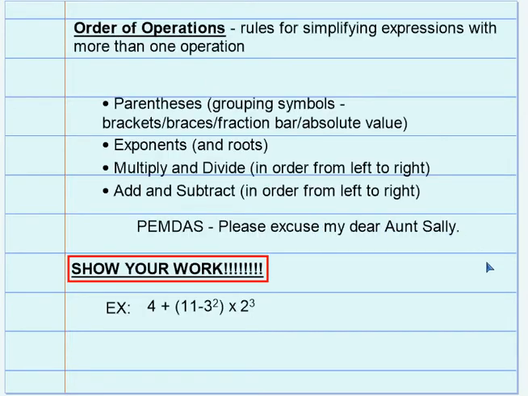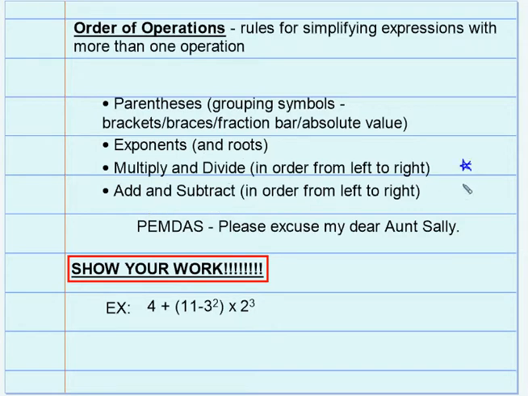The next thing that we needed to talk about was the order of operations. Those are rules for simplifying expressions with more than one operation. We start with parentheses. Those are grouping symbols, brackets, braces, fraction bar, absolute value. Anything that puts terms together other than addition, subtraction, multiplication, and division. Next comes exponents and roots. Then we multiply and divide in order from left to right. Then we add and subtract in order from left to right.